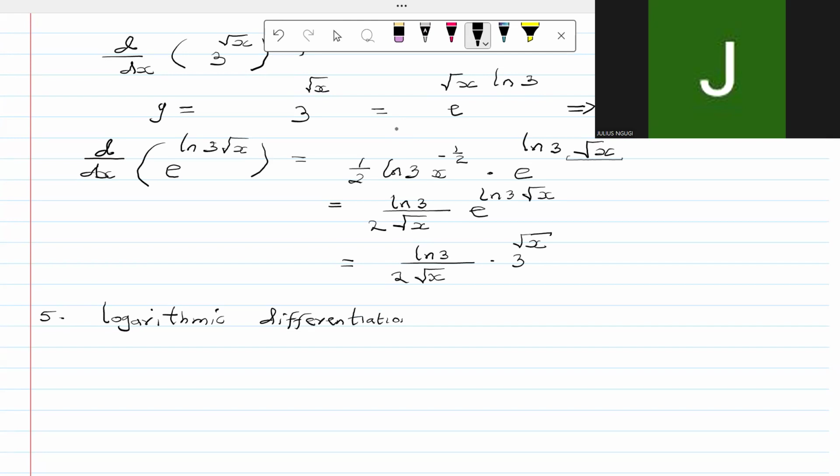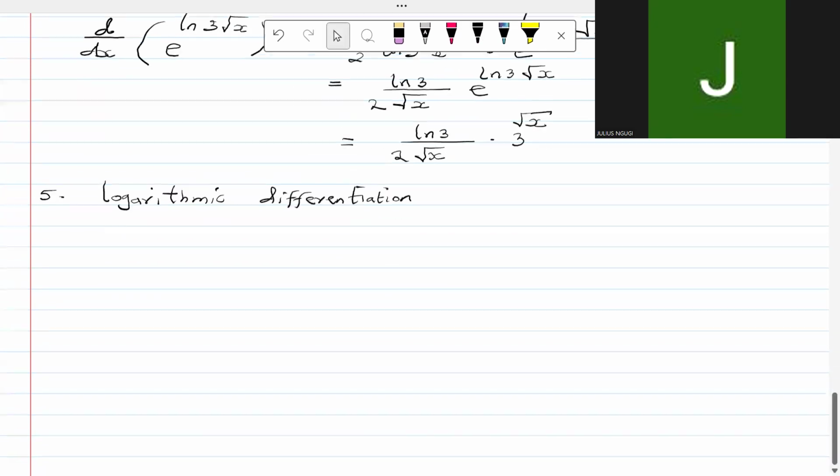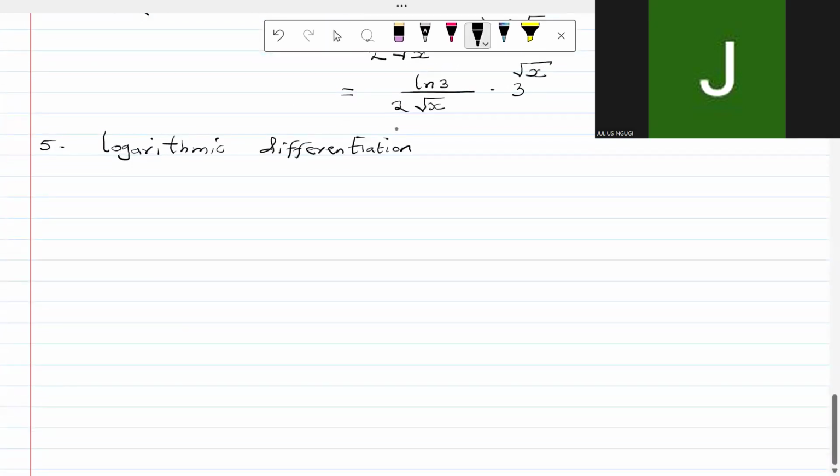And the example that we do, it's the one that I gave in class. Given y equals (x squared plus 1) secant x, divided by the square root of x plus 1. Find the derivative using logarithmic differentiation.